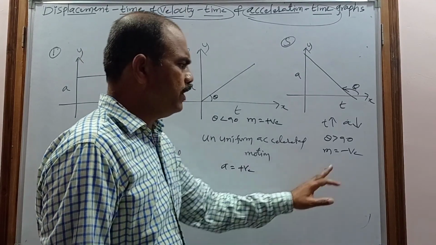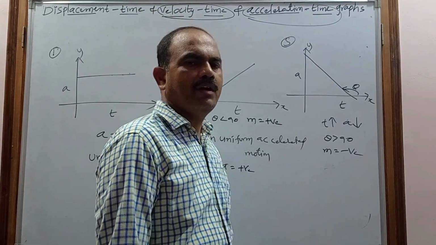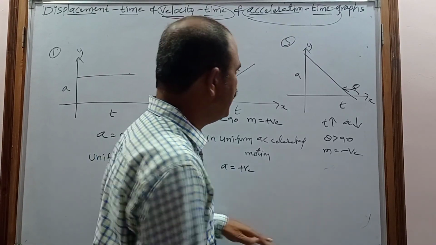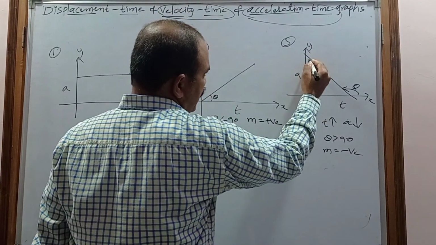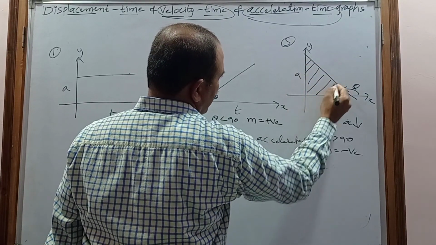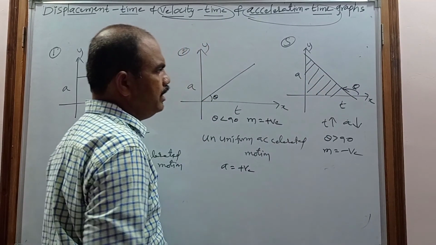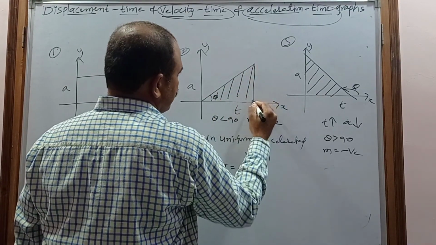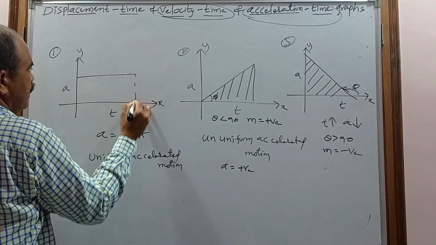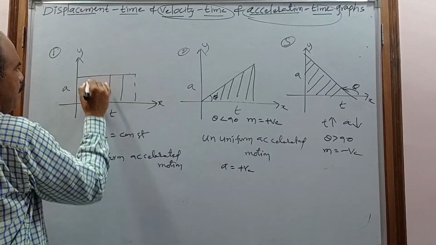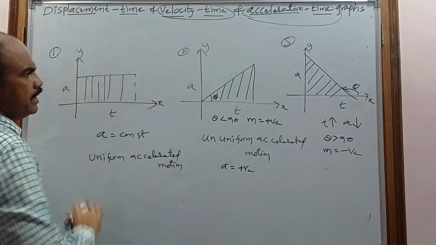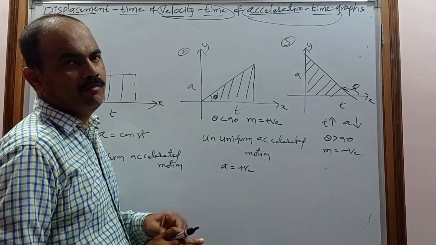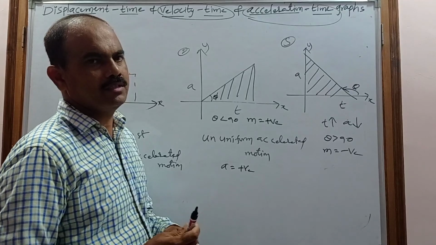So the slope can represent a physical quantity that has the unit meter per second cube. But the area under these graphs can give what? Change in displacement. So this is about the displacement versus time, velocity versus time, and acceleration versus time graphs.